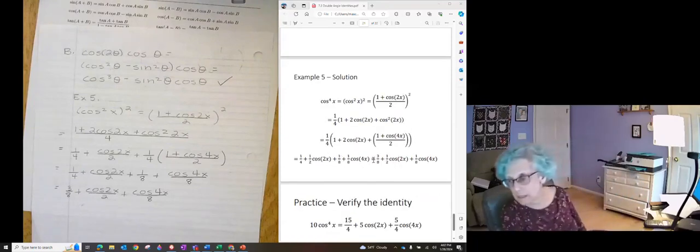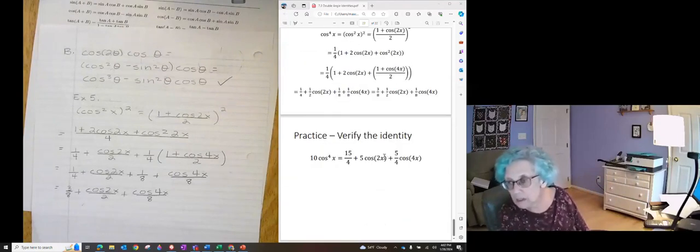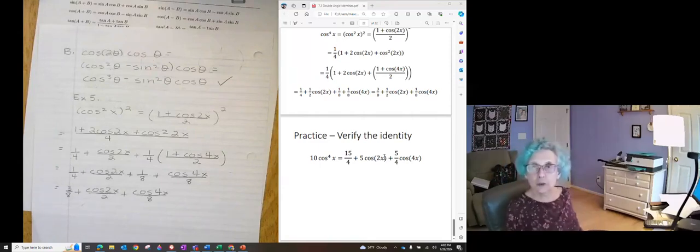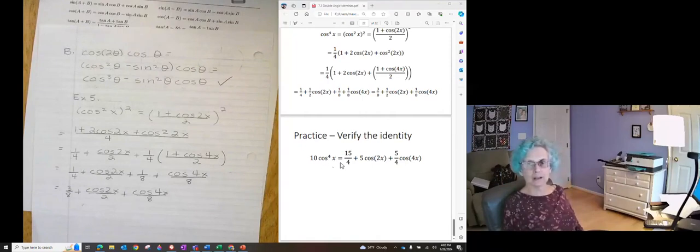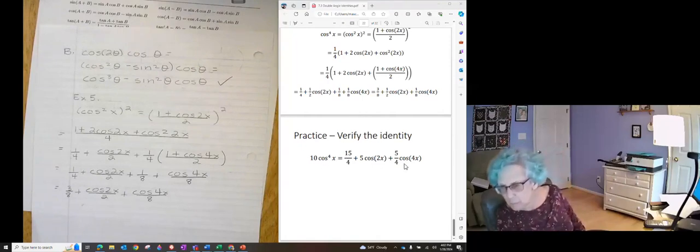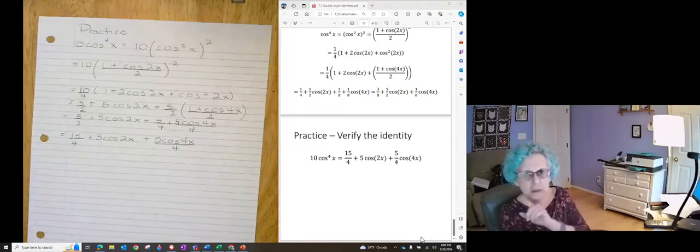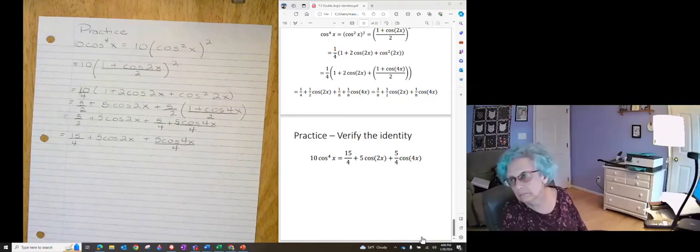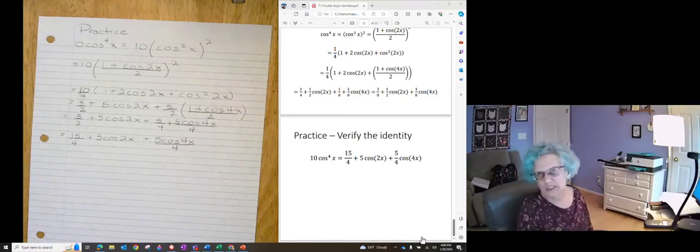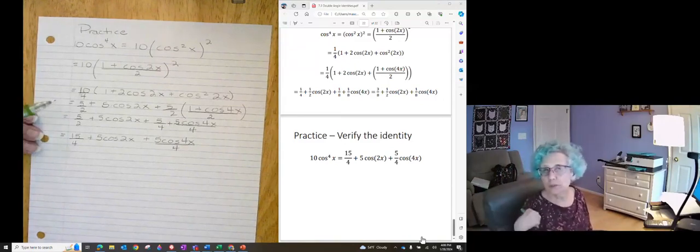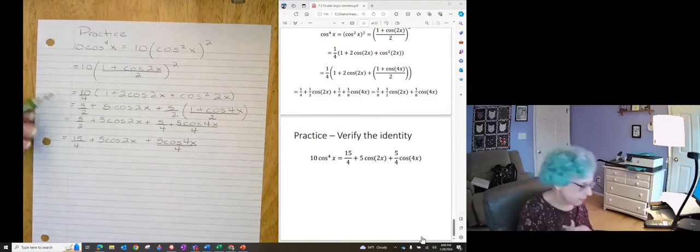Let's see how I did. 1/2 gives me 3/8, 1/2. Yay, we did good. One last one for us to verify, then we'll come back and compare. 10 cosine to the fourth is equal to... I would do something similar to what we did just there. It worked exactly like the one before. You actually could have just taken the one before and multiplied it by 10 and gotten there.